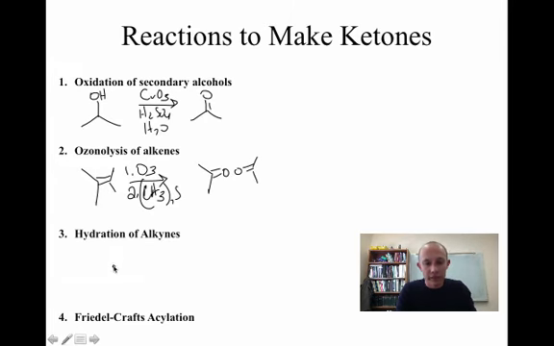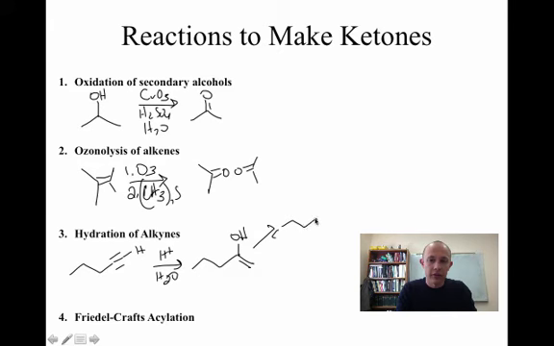Hydration of alkynes is very similar to the hydration of alkenes, right? Remember, acid and water. The OH goes to the more substituted carbon, the hydrogen goes to the less substituted carbon. So now we get an enol, which will rapidly tautomerize to the ketone.